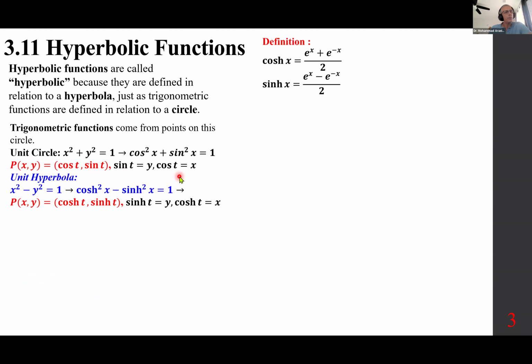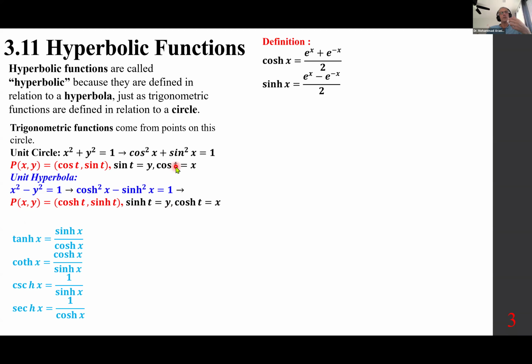Now, unit hyperbola, x squared minus y squared equals 1. In this case, cosh squared minus sinh squared equals 1. And a point with coordinates x comma y is the same as cosh t, sinh t. In other words, sinh t represents y and cosh t represents x, similar to what we mentioned in the case of trigonometric functions.